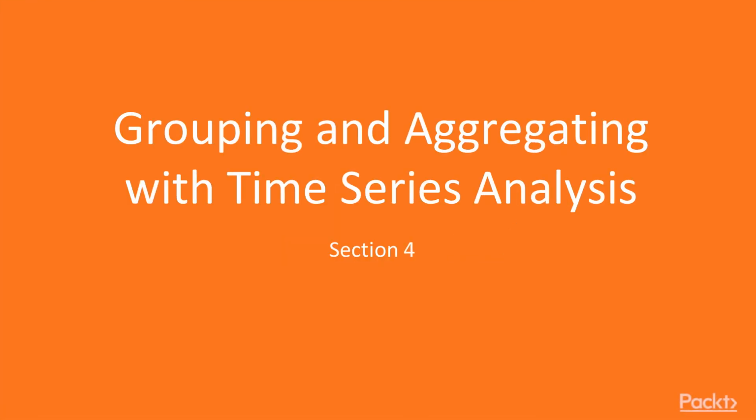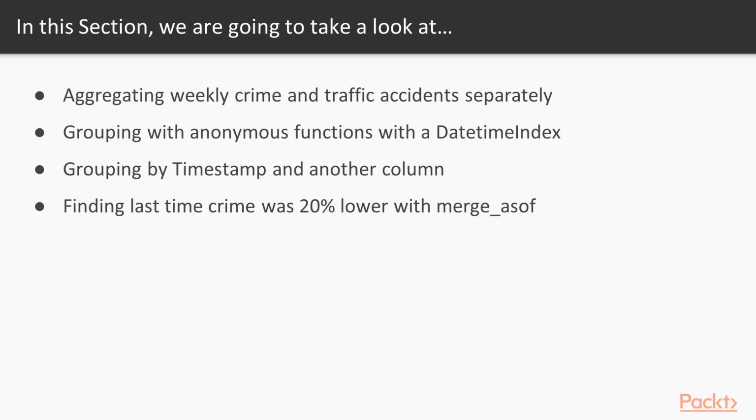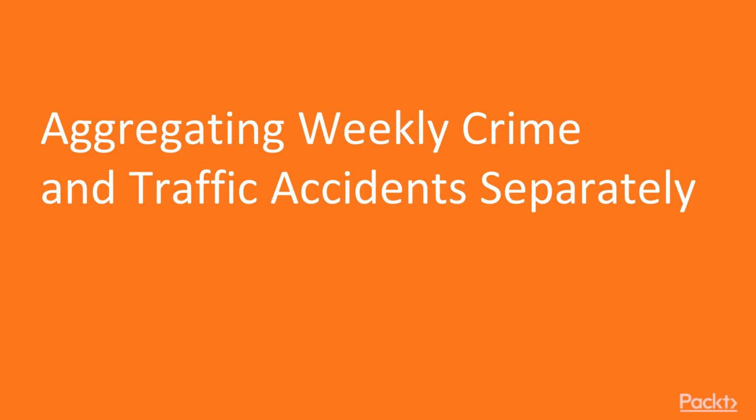We are back with a new video of this section, grouping and aggregating with time series analysis. In this section, we will start by aggregating weekly crime and traffic accidents separately, and then grouping with anonymous functions with a date-time index. Further, we will learn to group by a timestamp and another column. At the end, we see how to use the merge as of method to find the last time when the crime was 20% lower. Now let's begin with the first video, aggregating weekly crime and traffic accidents separately.